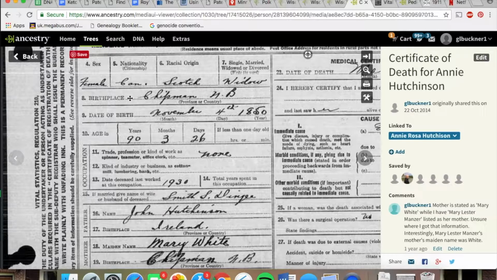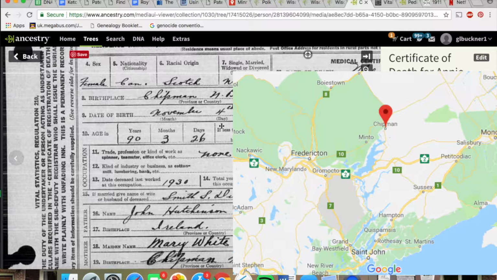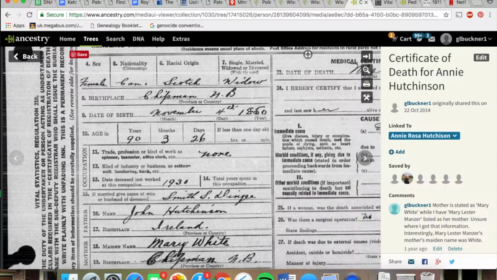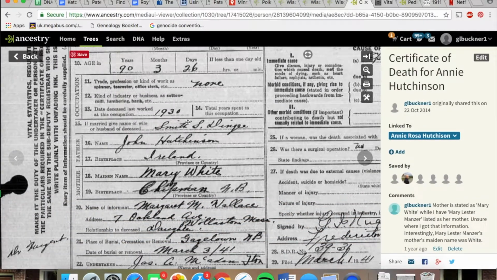And so it also gives birthplace. So whereas before you were just looking at her death, now you know where she was born. Now you can trace it back even farther. So you know she was born in Chipman, New Brunswick, and it even gives the exact date of birth, which is super cool. So then it gives you the age that she was when she died. It also gives the husband's name, which is really helpful if you have no idea who she's married to.